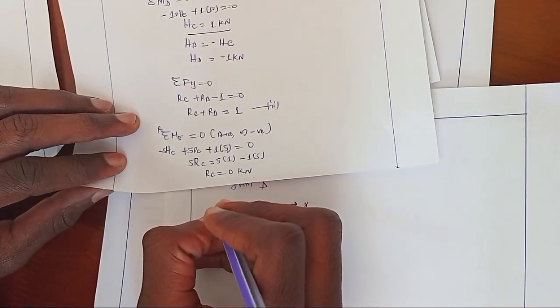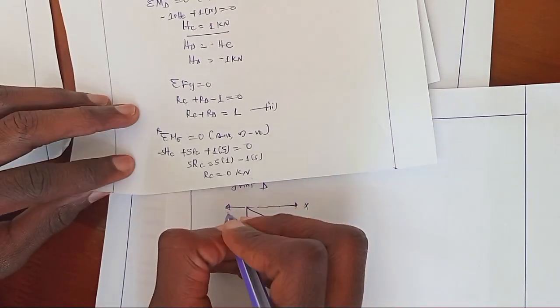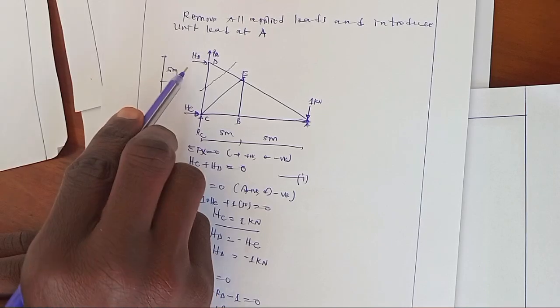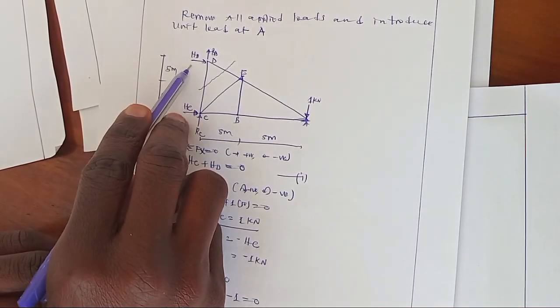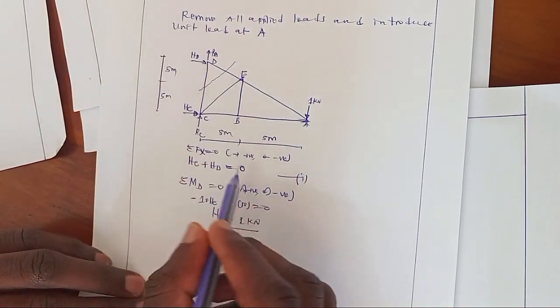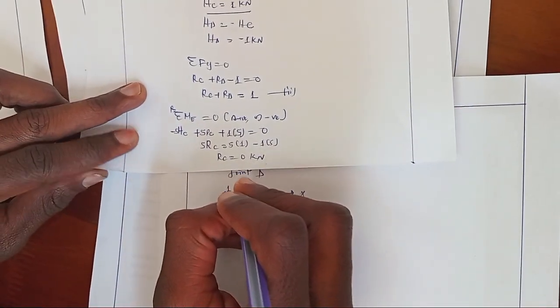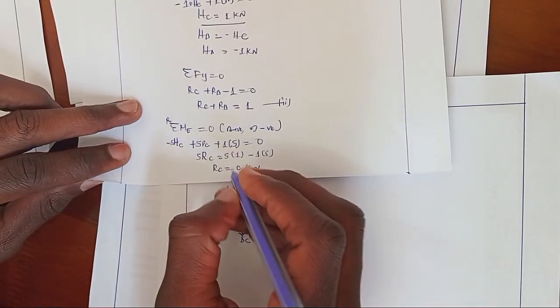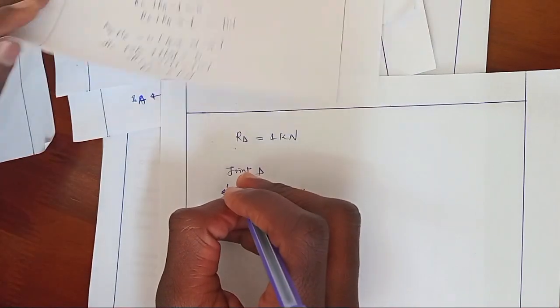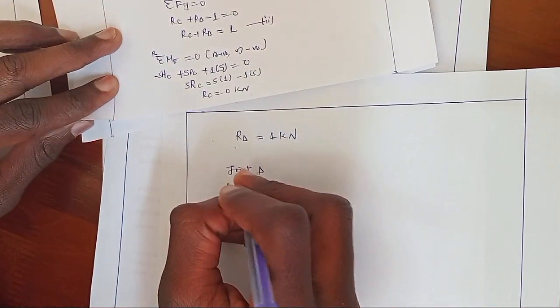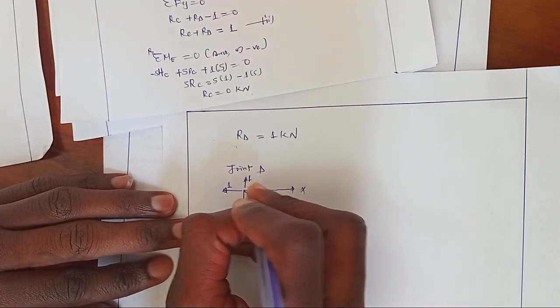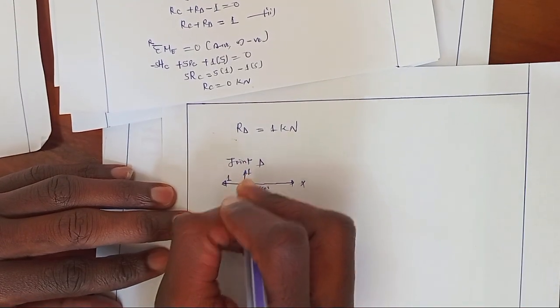HD was negative 1. Since it is negative, its direction will be in the opposite direction, so it will be 1 kilonewton. RD, we have obtained RD 1 kilonewton. So this is 1 kilonewton. Here 45 degree.